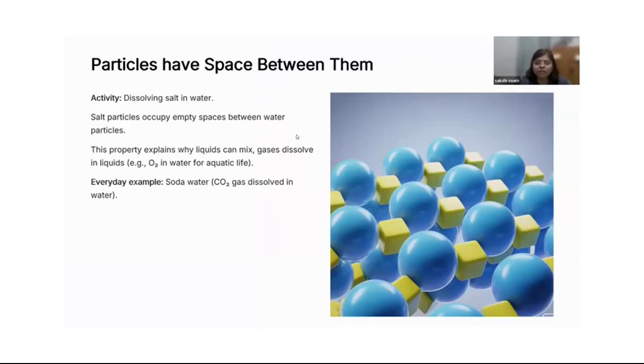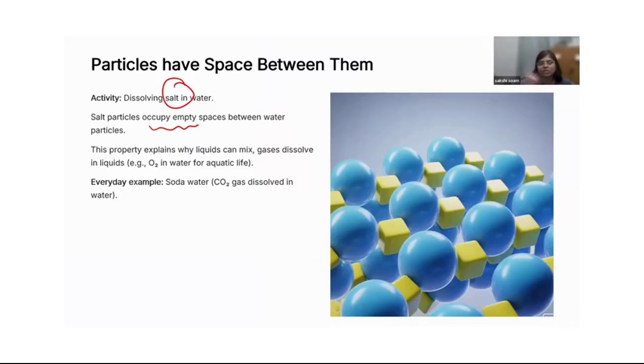For example, if you dissolve salt in water, right? Dissolving salt in water, the salt particles occupy empty spaces between the water particles. And this property explains that liquids can mix, gases can dissolve, right? You know how fishes breathe under the water? Because oxygen is able to dissolve in the water because water has spaces, right?